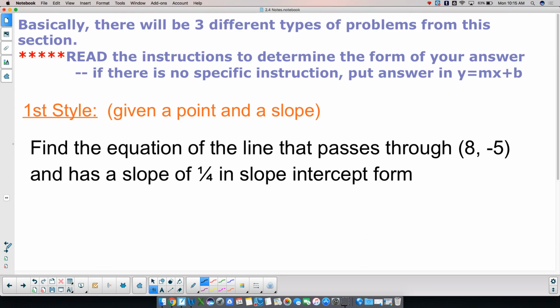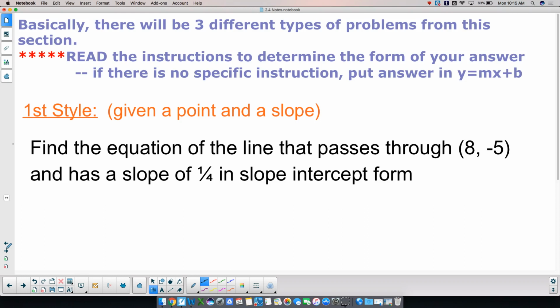So, just so you know, read the problem. It will specifically say what form your answer should be in. If it doesn't specifically say, then you can put it in whatever form you want. More than likely, you're going to put it in y equals mx plus b form because that's the easiest form. It's the form that you know and love. But if it says specifically put it in standard form, your answer better not have any fractions, not have any decimals, and that A value better be positive.